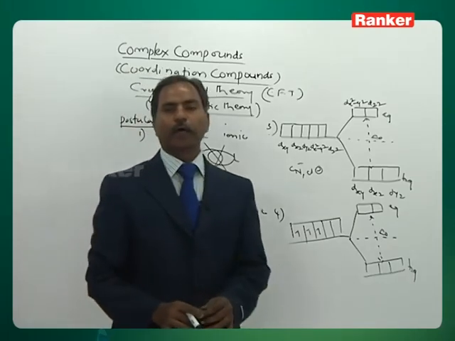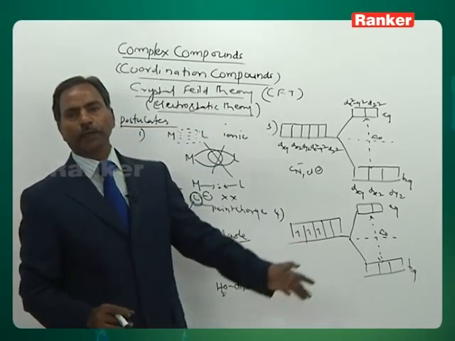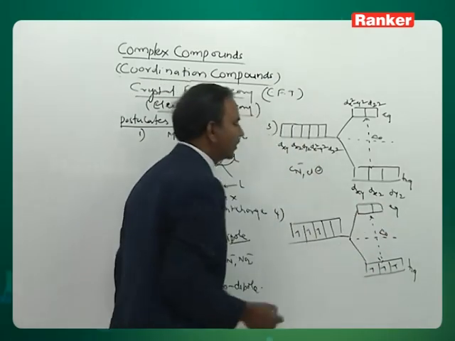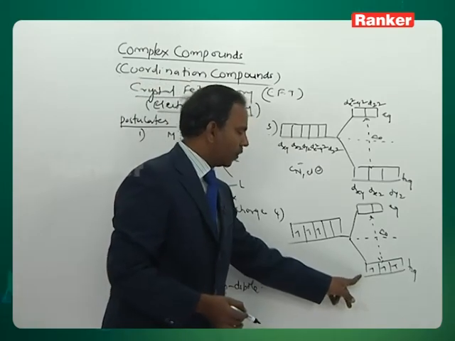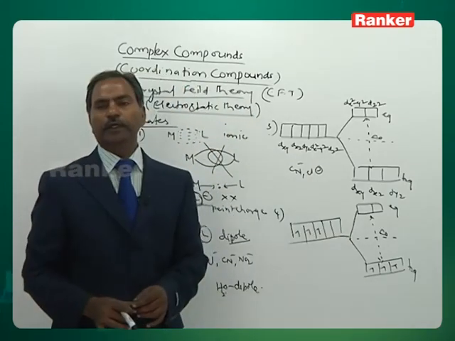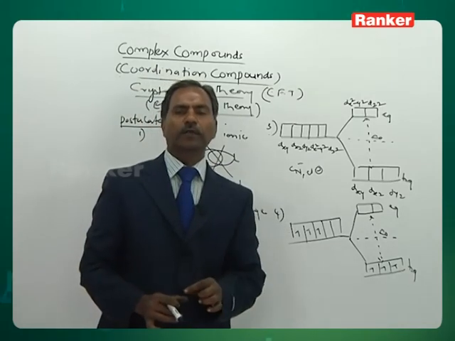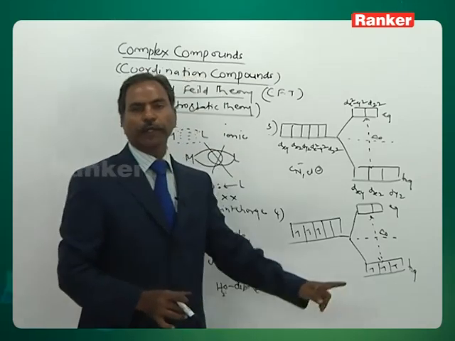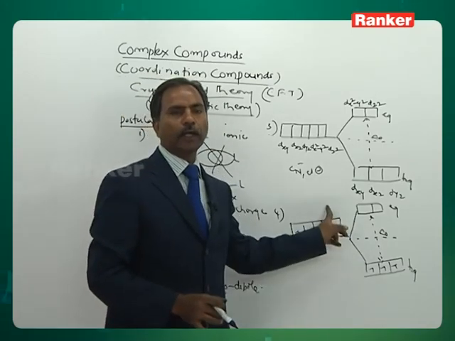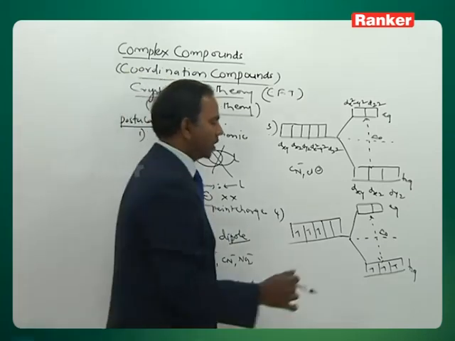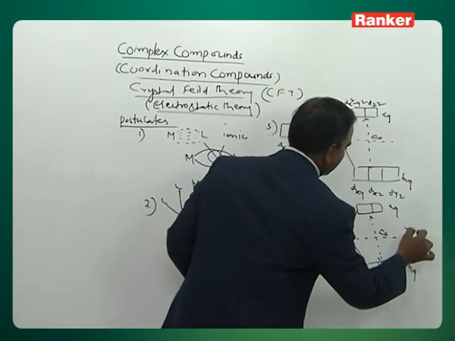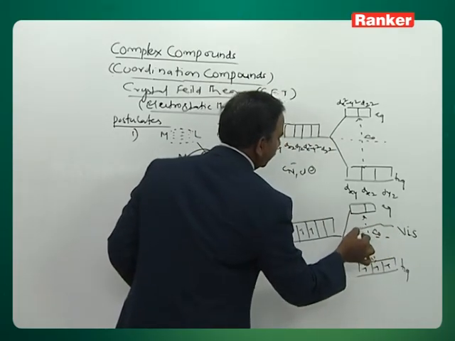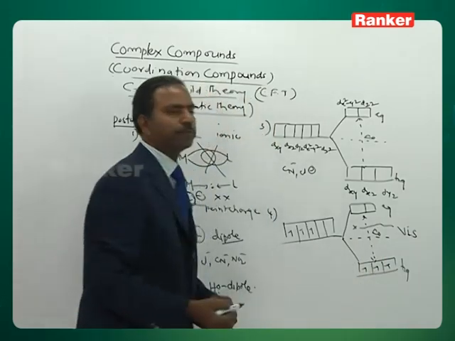After splitting of these d orbitals, the 3 electrons enter the lower energy levels. The energy difference between the lower energy level t2g and the higher level eg is very small. It is more or less equal to the energy of the visible region of light. For the electronic transition, energy is absorbed from this visible region.